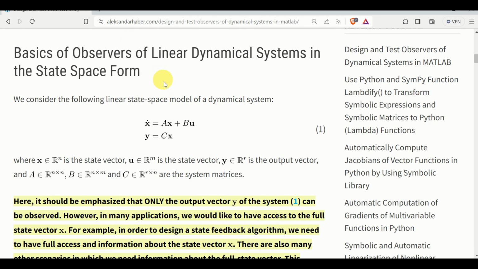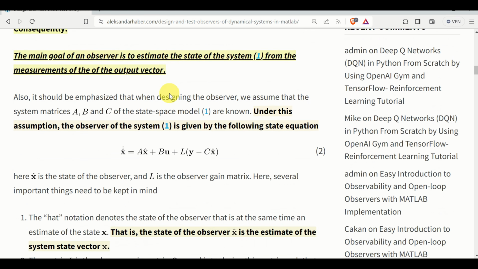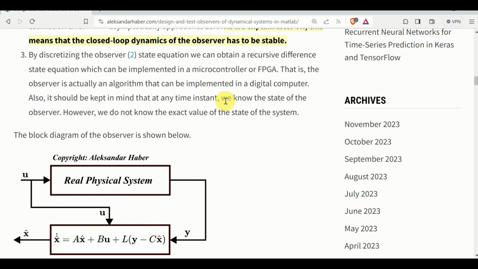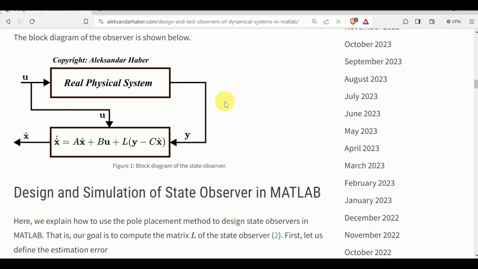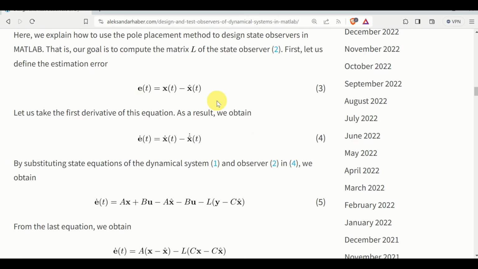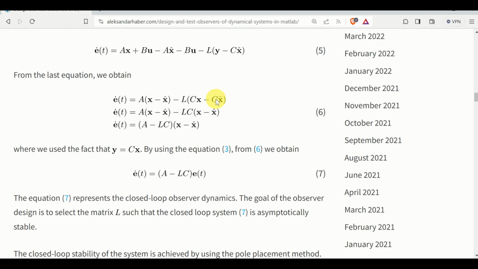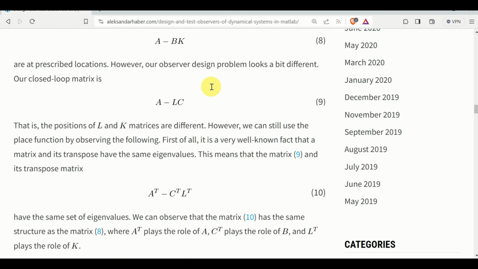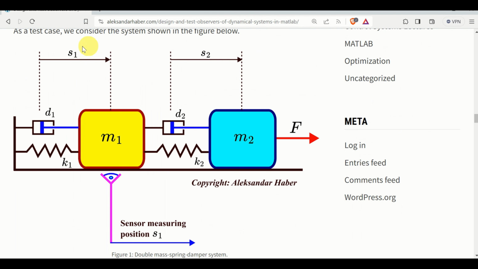Here is a brief outline of this video tutorial. First, we briefly explain the basics of observers for linear dynamical systems in the state space form. Then, we explain how to design the observer gain matrices by using the pole placement method. And finally, we explain how to implement observers in MATLAB. As a test case, we will consider a mass spring damper system shown over here.